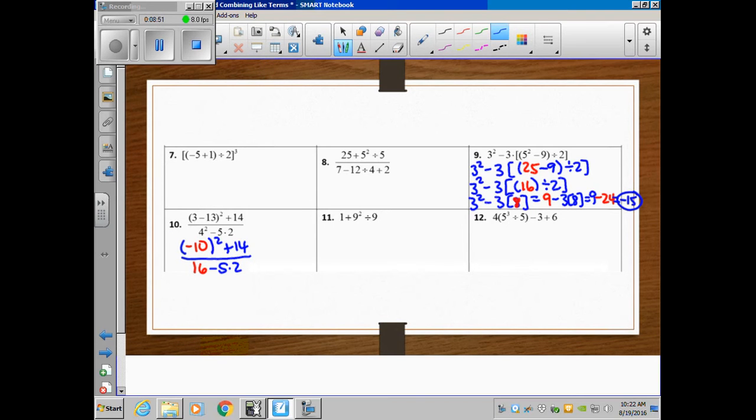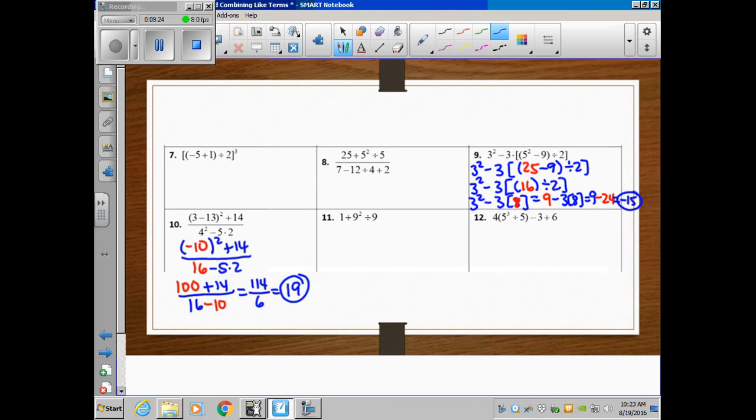We have negative 10 squared is 100, positive 100, plus 14. On the bottom, we have 16. And then negative 5 times 2 is a negative 10. Let's continue. We're just going to add on the top, 114. 16 minus 10 is 6. 114 divided by 6 on your calculator is 19, and you're done.